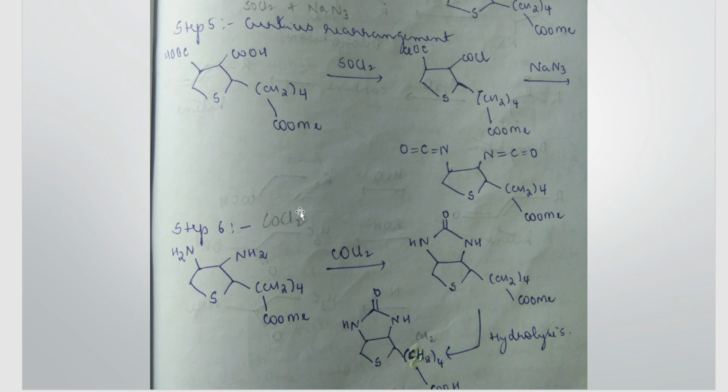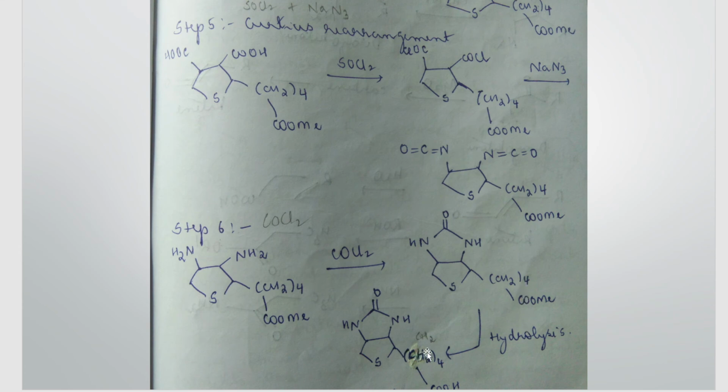In step number 6, the product that we've got, we're reacting it with COCl2. So what do we get first? From both sides, one hydrogen will go out, and there is a formation of a cyclic structure here. You can see that is C double bond O. From here the CO part will come and attach over here, and one hydrogen is lost in each step. And in the next step, we are doing hydrolysis here.